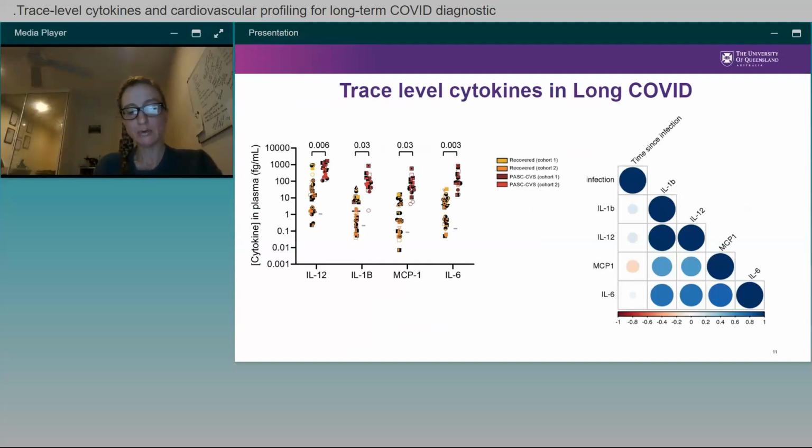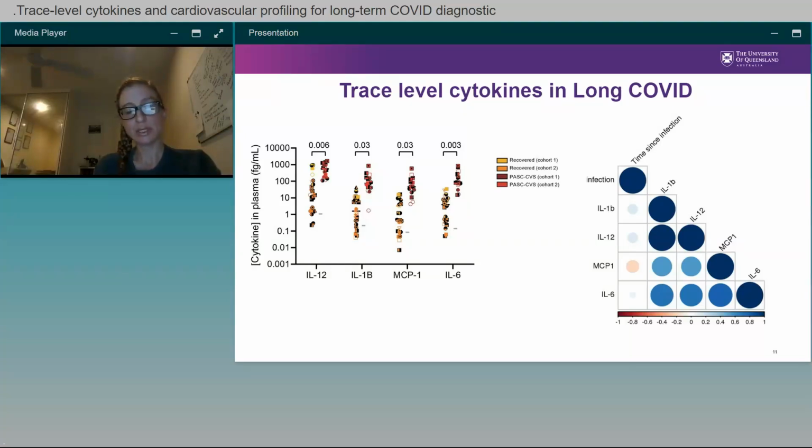And what we saw with the chip technology was really quite striking. What you can see consistently is that when we're looking at IL-12, IL-1 beta, MCP-1 or IL-6, they are all significantly elevated in our long COVID cohorts compared to our recovered individuals. And again, if you look at our healthy non-SARS-CoV-2 infected controls, they're way down here. So it's really indicating that long COVID is increasing the trace levels of these cytokines.